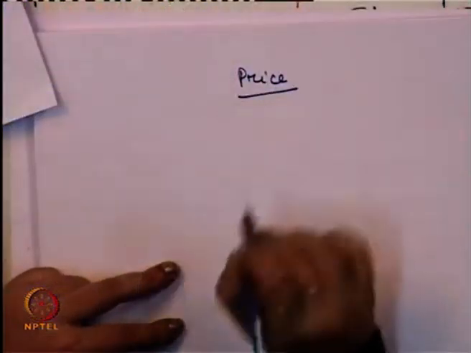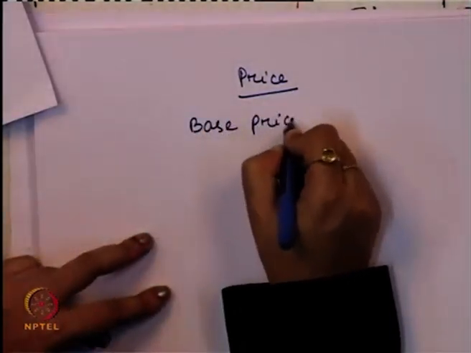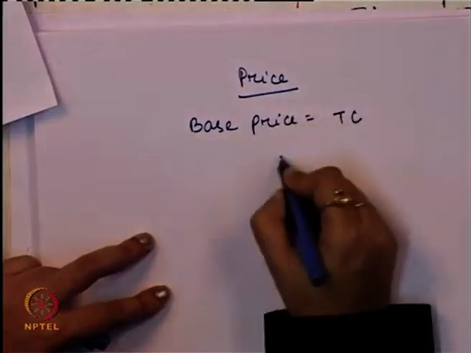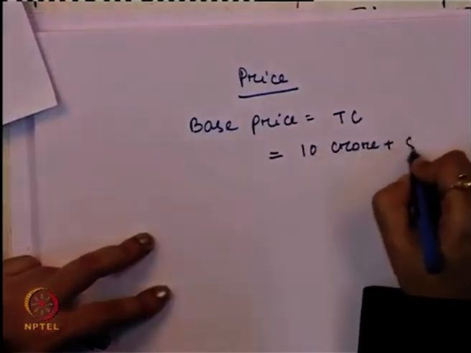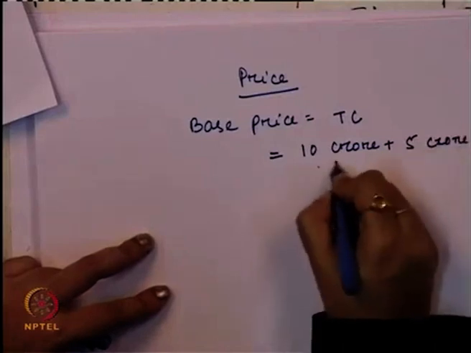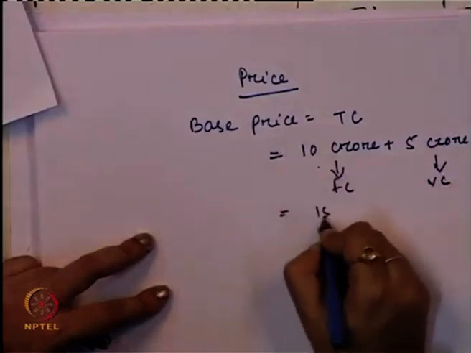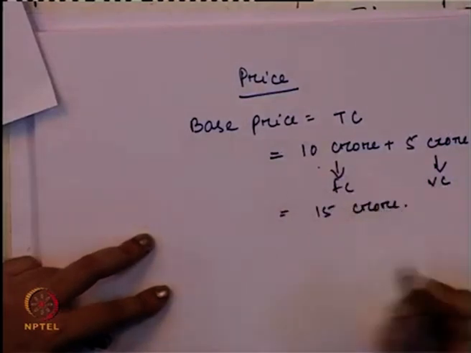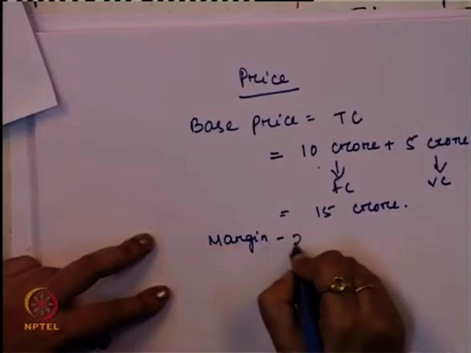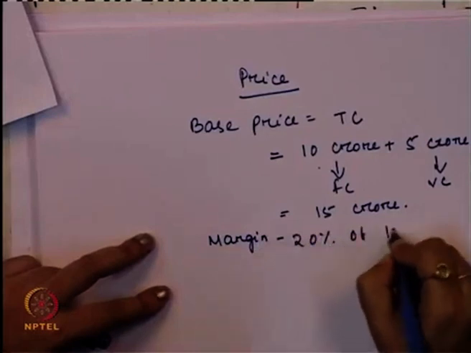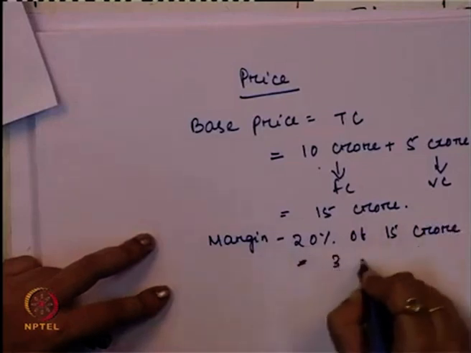We will determine the price. What will be the base price? Base price will be total cost. What is total cost? Investment, that is 10 crore, part of fixed cost, plus 5 crore that is part of the variable cost. So, the total cost will be 15 crore. Margin, the expectation is 20% return. So, margin is 20% of 15 crore. So, that comes to 3 crore.